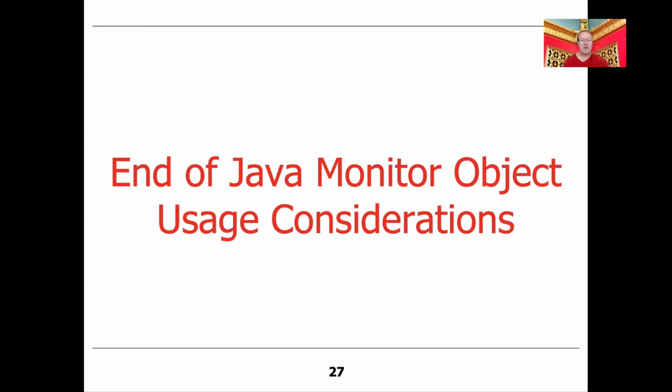That's the end of our discussion about Java monitor objects and the usage considerations. At this point, you should have a lot of knowledge about how to compare and contrast condition objects with the Java built-in monitor objects, know when to use one and when to use the other, and with assignment 3B, you'll get a chance to put a lot of this into practice.